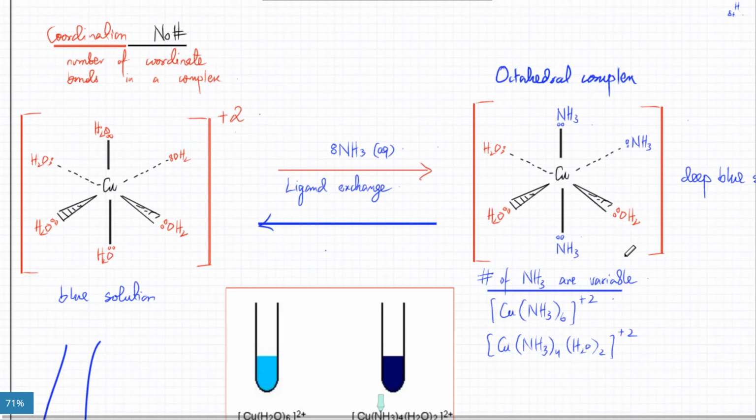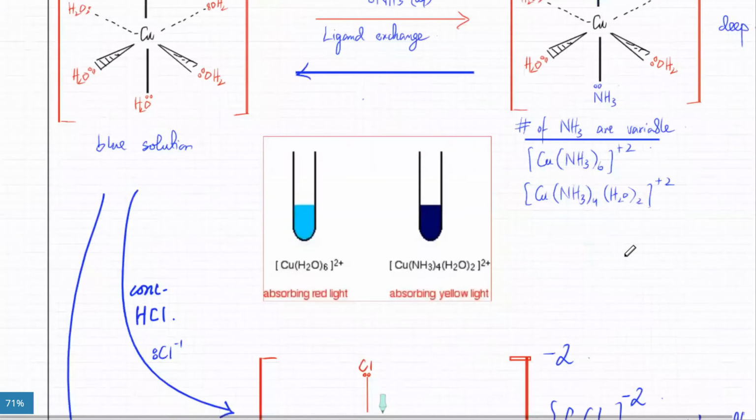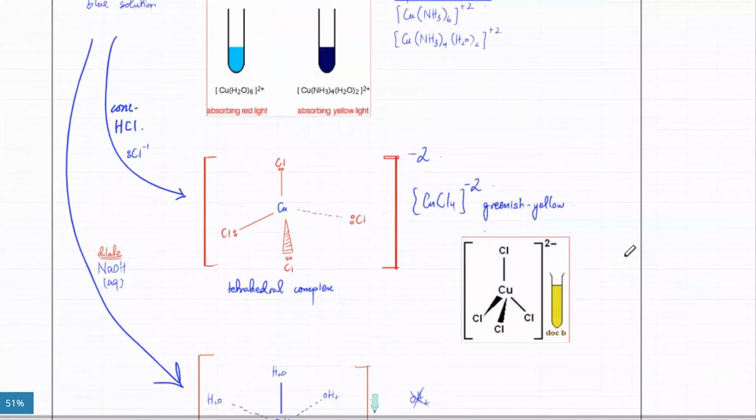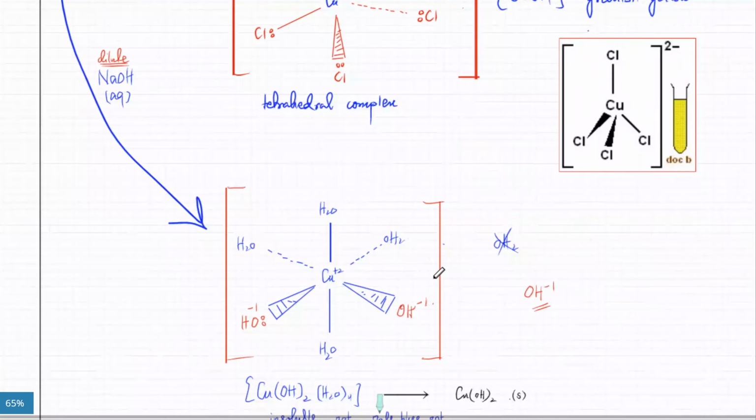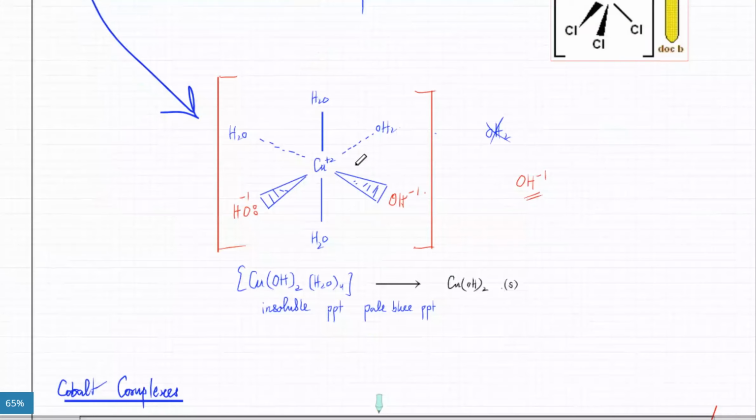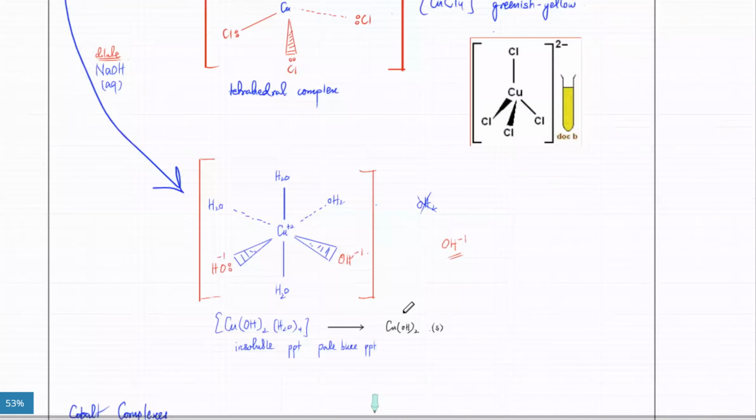So then in this case, he's adding OH ions. If you add dilute OH ions, dilute NaOH, this is what happens: the 6 water molecules get replaced by OH ions. That's copper with 2 OH ions and 4 water molecules, and that's an insoluble pale blue precipitate that is formed. Now you have to remember all of this for copper.